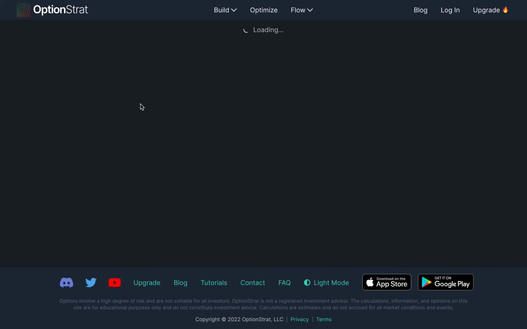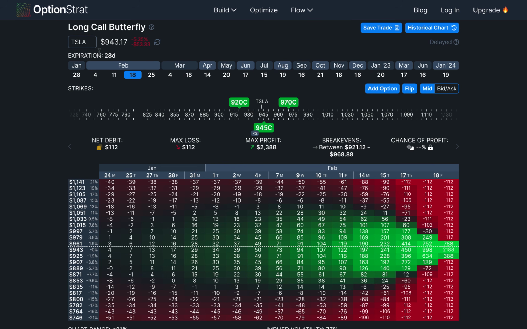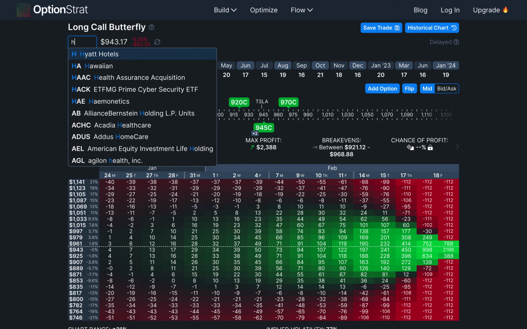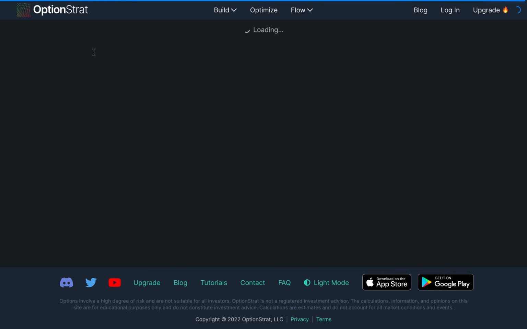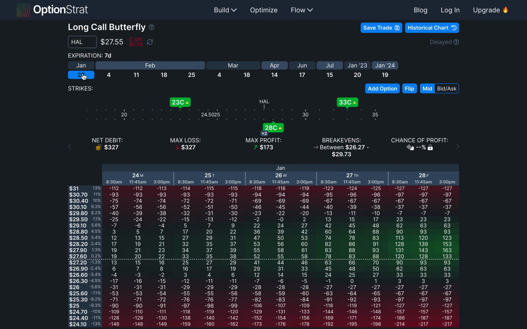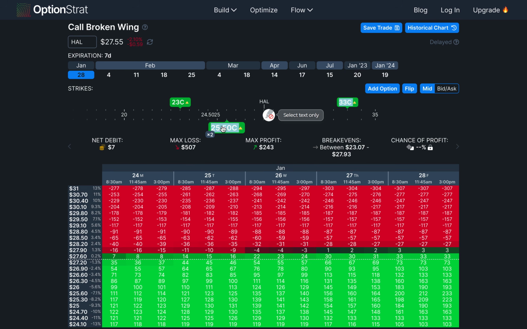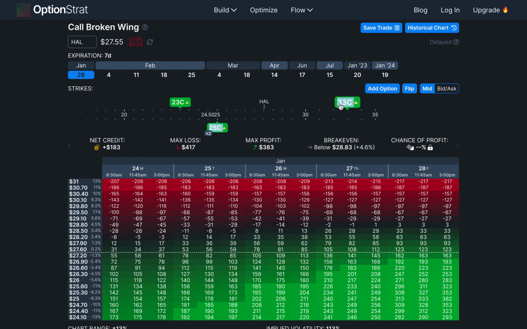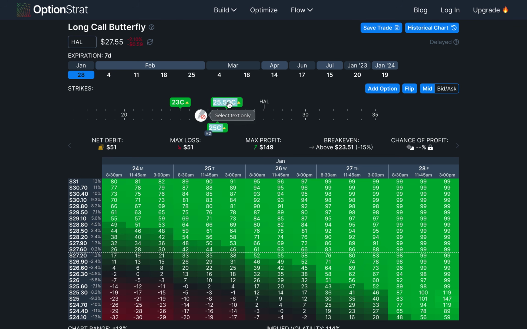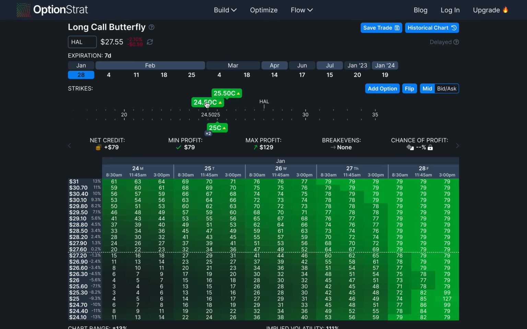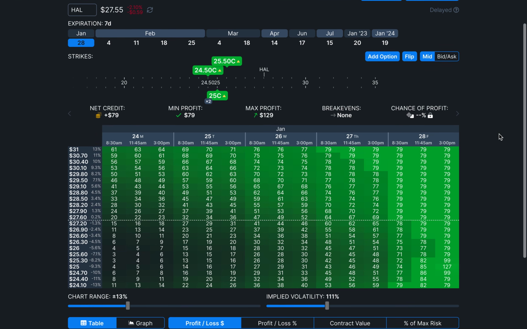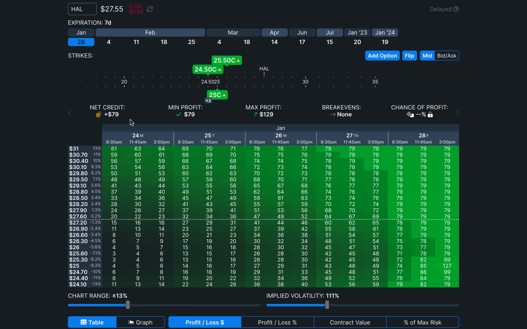If I set up this exact same trade, if I choose HAL again, I choose the January 28th expiration, I sell 2 calls at the $25 strike, which is right here, and then I buy a call right above that, $25.50, and buy a call right below that, $24.50, this is going to tell me the same thing on OptionStrat. Getting a credit, although long call butterfly should be implemented for a debit.